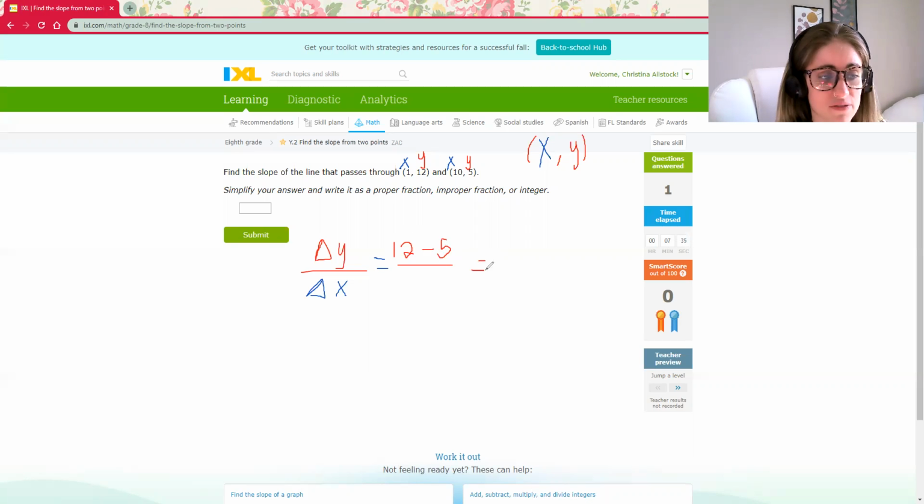And 12 minus 5 is 7. All right, let's find our change in x. So we're going to go in the same order, and we're going to subtract our x values, which would be 1 minus 10.